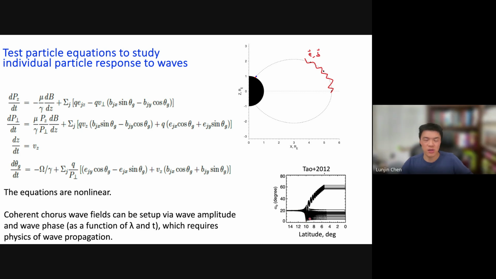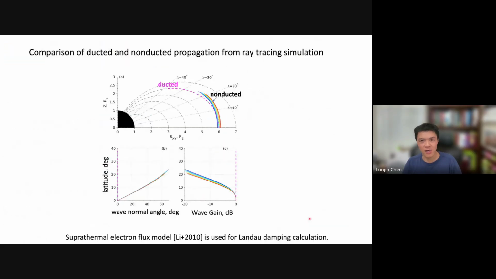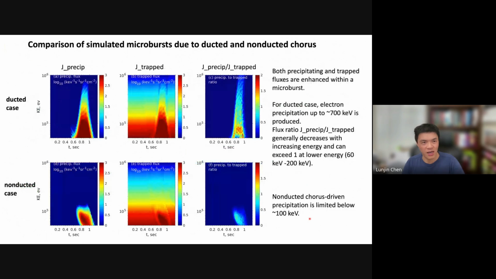By doing that, you can have an electron jumping from high pitch angle to low pitch angle without going through the intermediate pitch angles. So it's not like diffusion. And I don't have time to show it here, but in my simulation I also see a similar thing. You see the precipitation flux sometimes can be greater than trapped flux. If you look at the ratio here, the green is about 1.